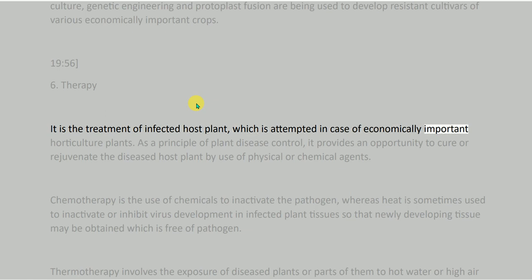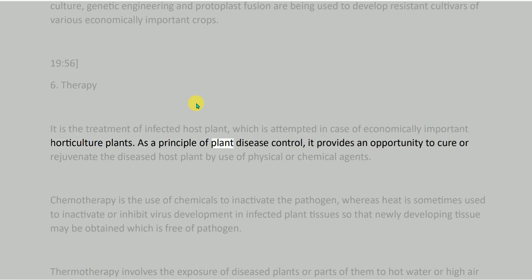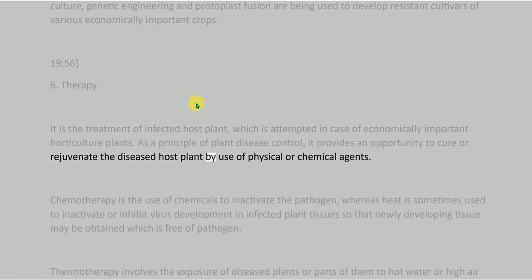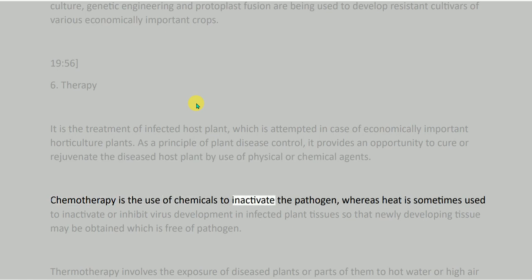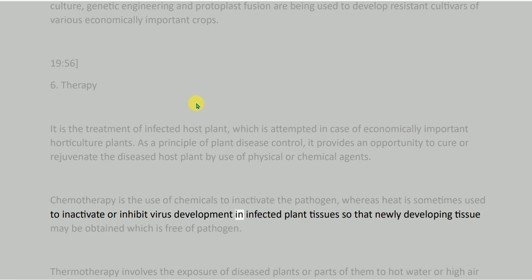plants. As a principle of plant disease control, it provides an opportunity to cure or rejuvenate the diseased host plant by use of physical or chemical agents. Chemotherapy is the use of chemicals to inactivate the pathogen, whereas heat is sometimes used to inactivate or inhibit virus development in infected plant tissues so that newly developing tissue may be obtained which is free of pathogen.